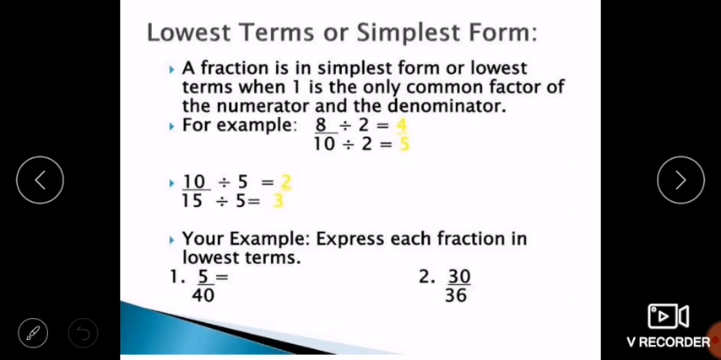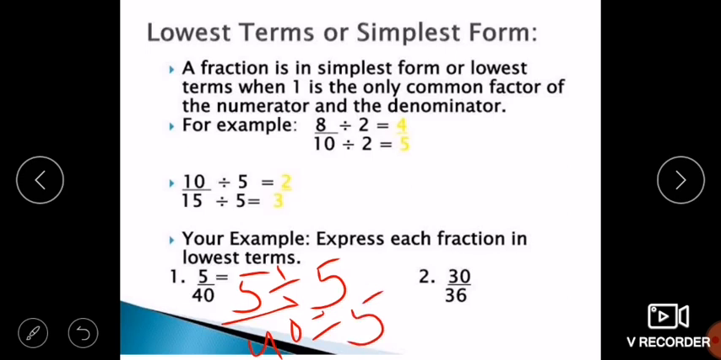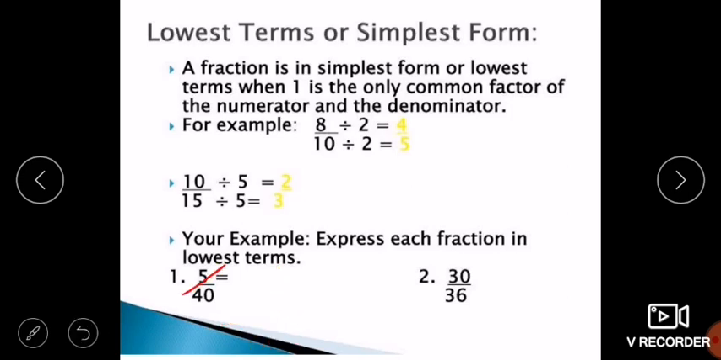So here the numerator and denominator both will be divided by 5. So what will we get? Simply here you can do 5 1s are 5 and 5 8s are 40. So what will be the resulting fraction in lowest form? That is 1 by 8.